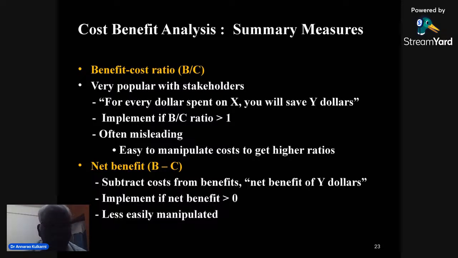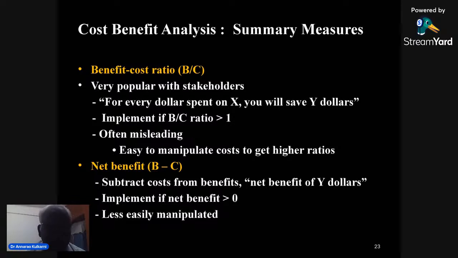There are two common summary measures used in cost benefit analysis. The first is a benefit cost ratio. To find this ratio, divide the program's net benefits by its net costs. The result is a summary measure that states for every dollar spent on a program X, Y dollars are saved. This type of summary measure is popular with policymakers because it's very easy to understand. If the benefit cost ratio is greater than 1, it implies that the program or intervention produces more benefits than it costs. But there is a catch here.